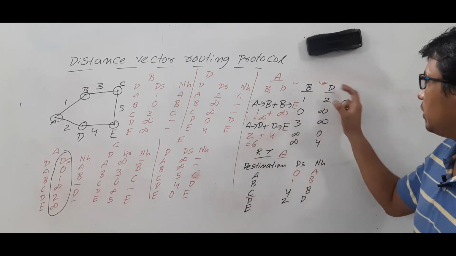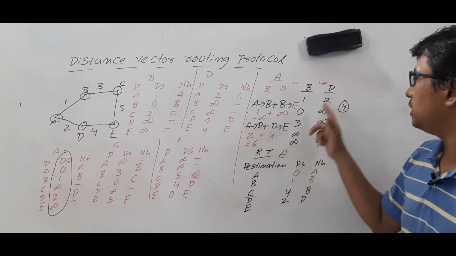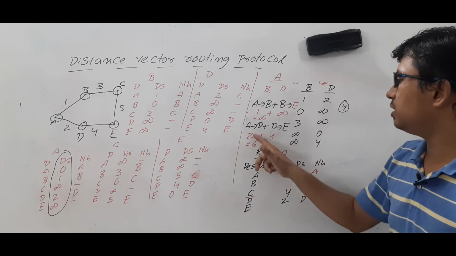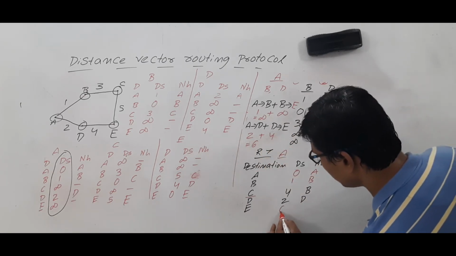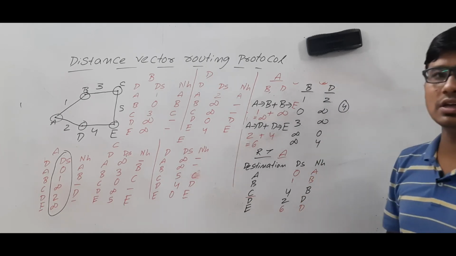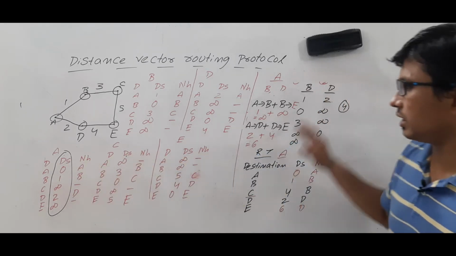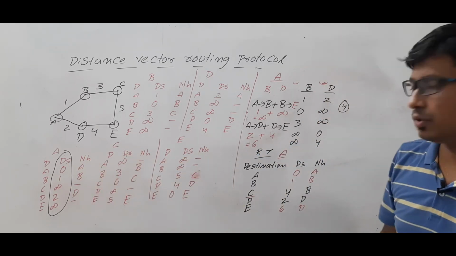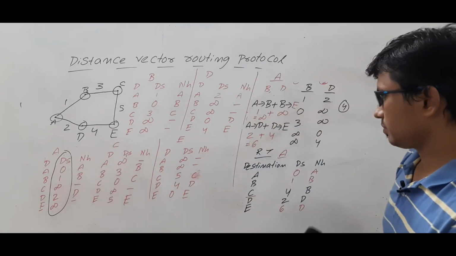Then A to E via D you will check. A to D distance is 2, D to E distance is 4, 2 plus 4 is 6. So A to E value is 6 and via D you will go. So this is the updated information at the router A. Is it clear? Are you able to understand it or not? So this information you update.